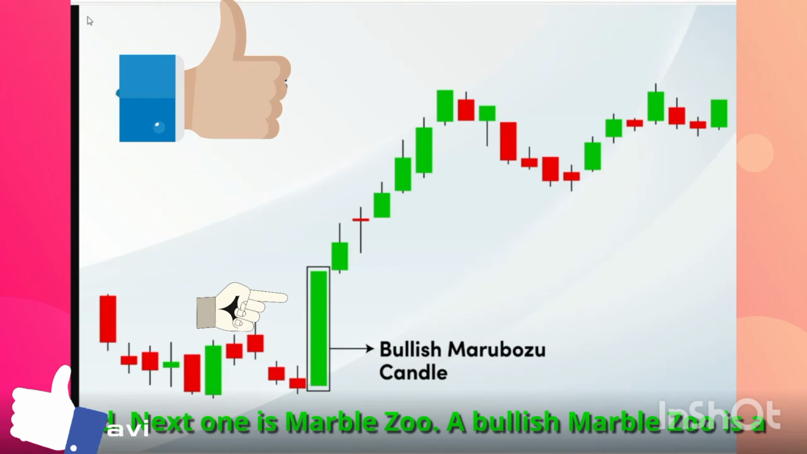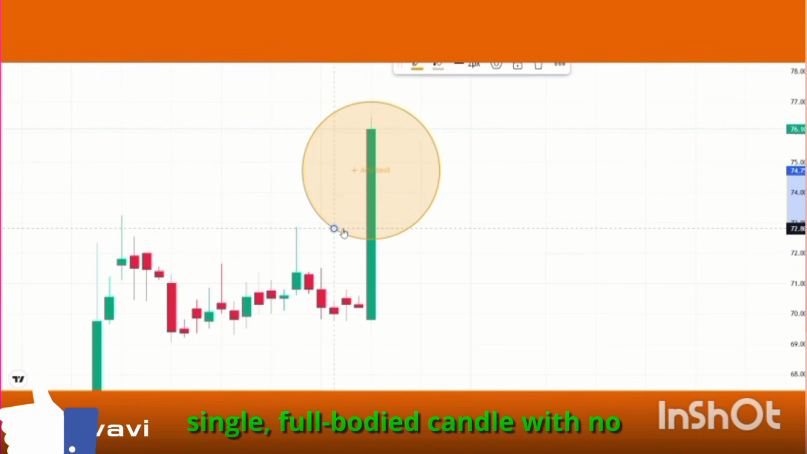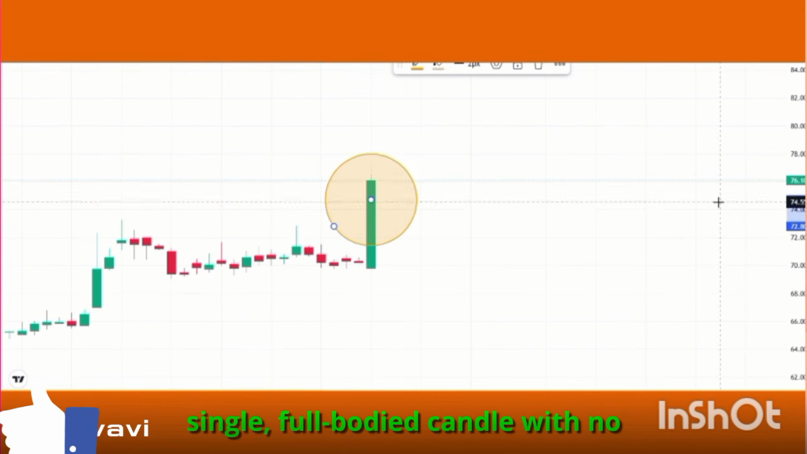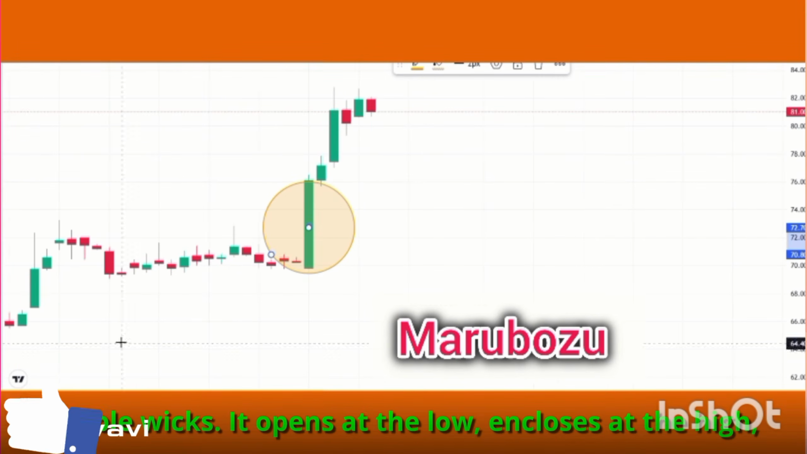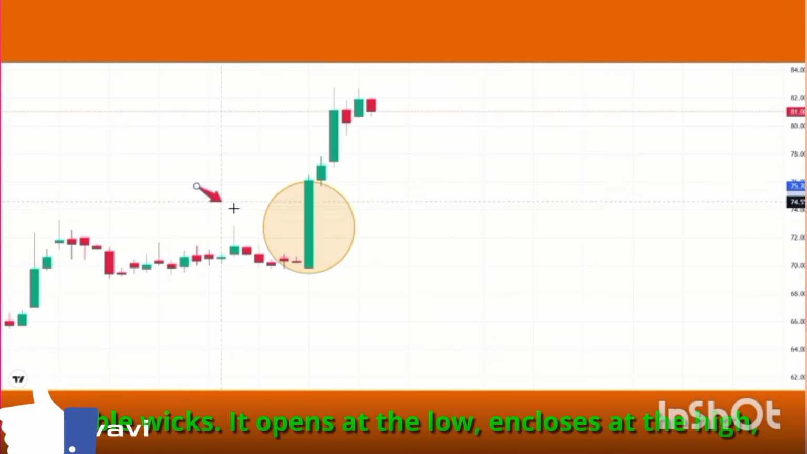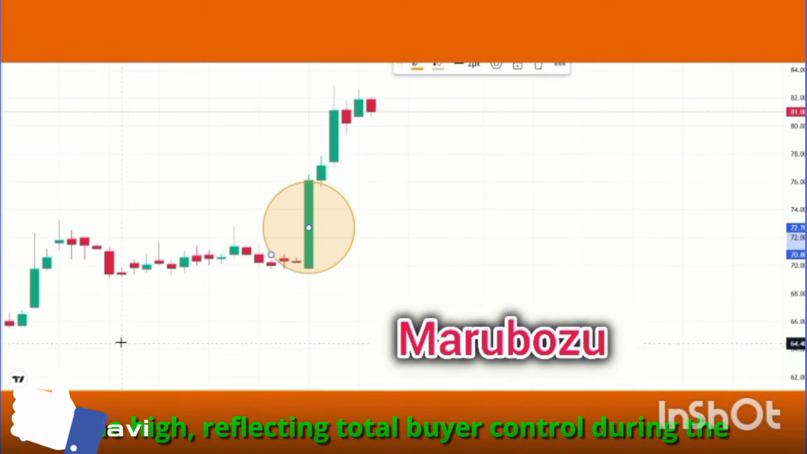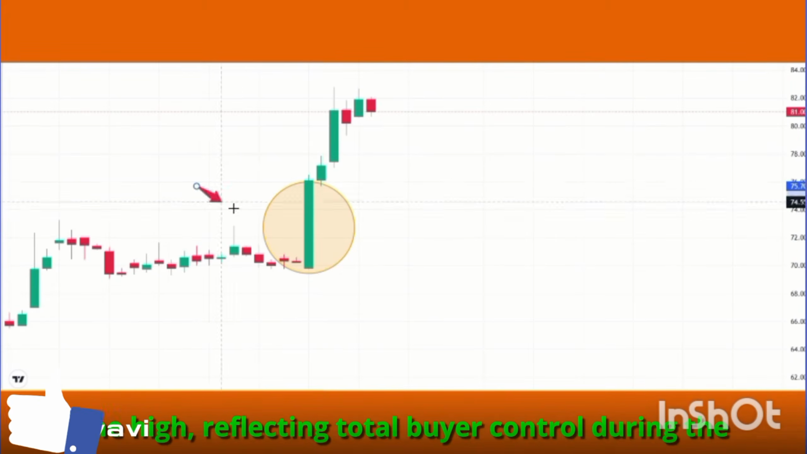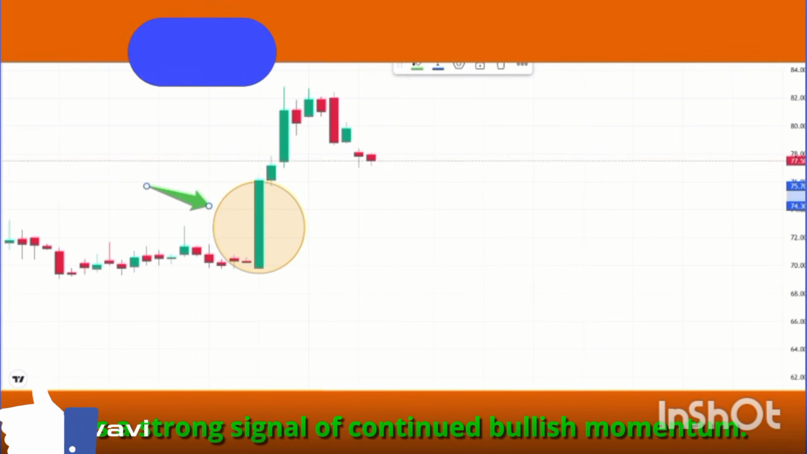Next one is Marubozu. A bullish Marubozu is a single, full bodied candle with no visible wicks. It opens at the low and closes at the high, reflecting total buyer control during the session. It's a strong signal of continued bullish momentum.